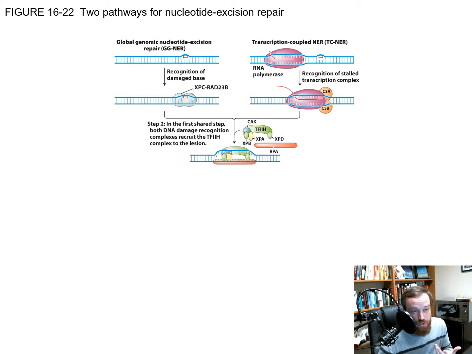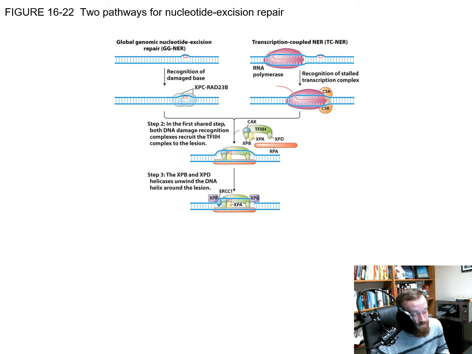Now here we have our two nucleotide excision repair pathways combining. The first part is the recognition step. In step 2, the DNA damage recognition complexes, which is this XPC-RAD23B or this polymerase, will recruit this transcription factor 2H, TFIIH, to that bubble, that nucleotide that is mismatched.